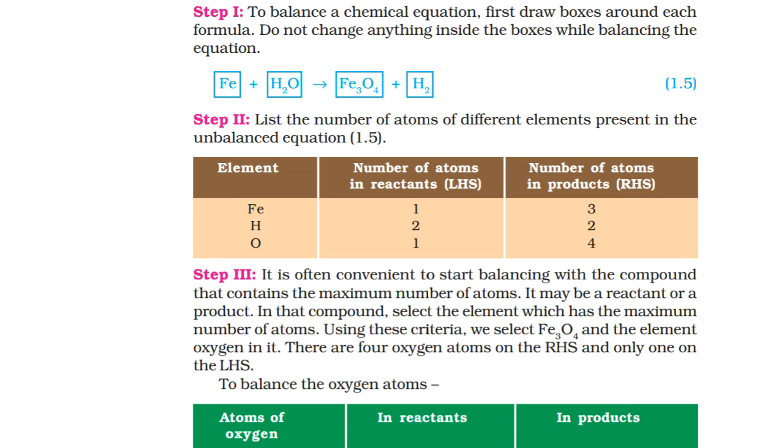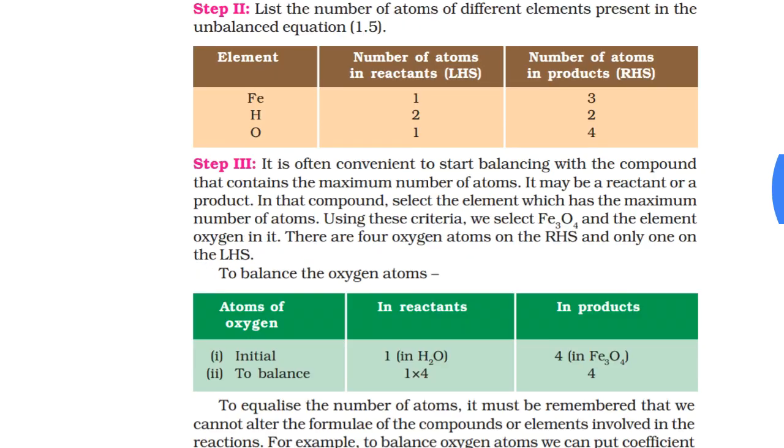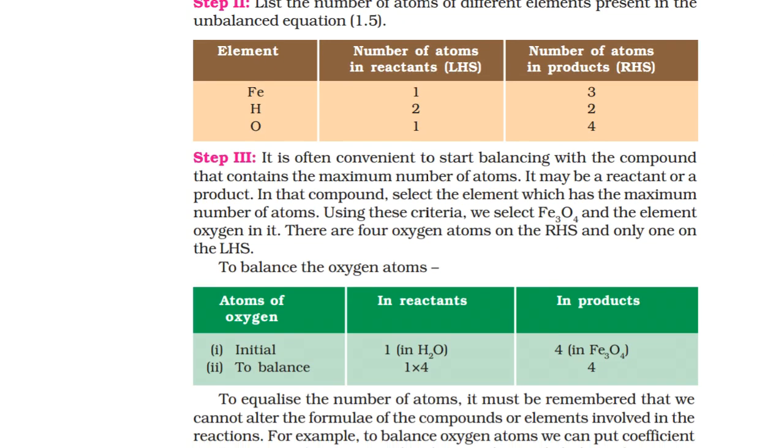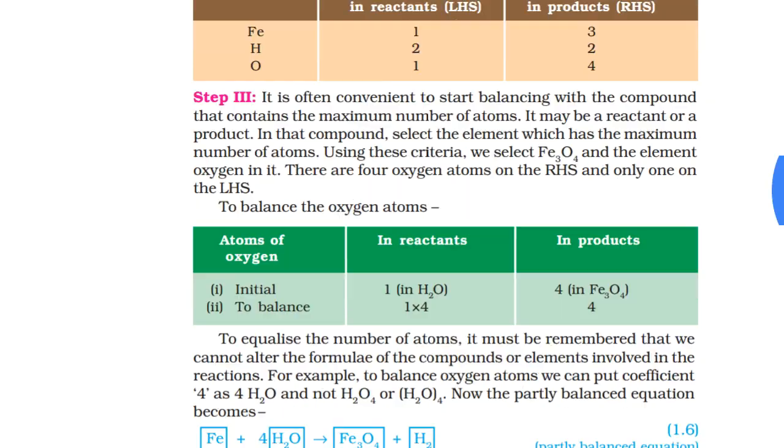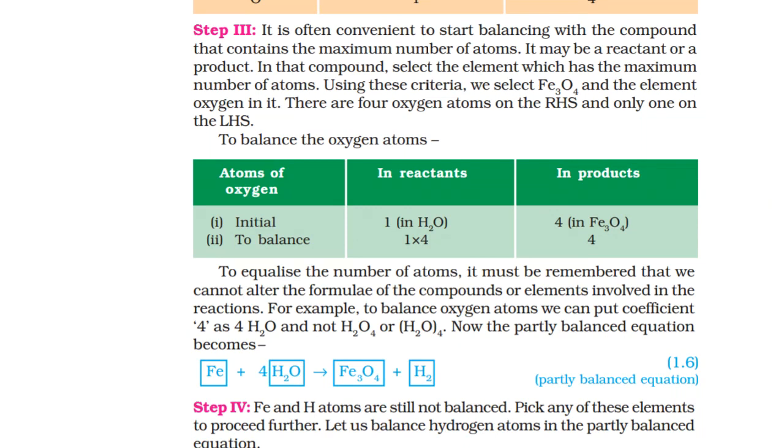Step 3. It is often convenient to start balancing with the compound that contains the maximum number of atoms. It may be a reactant or a product. In that compound, we select the element which has the maximum number of atoms. Using this criterion, we select Fe3O4 and the element oxygen in it. There are 4 oxygen atoms on the right hand side and only 1 on the left hand side. To balance oxygen atoms: 1 in H2O, 4 in Fe3O4.